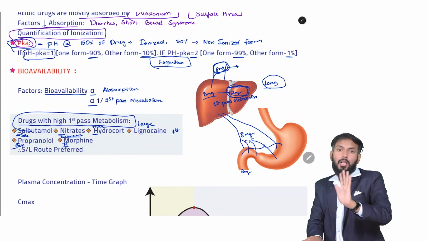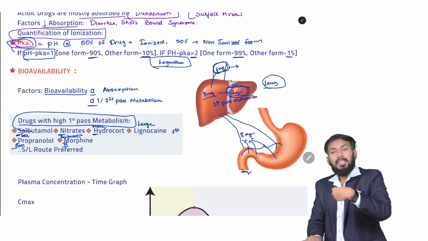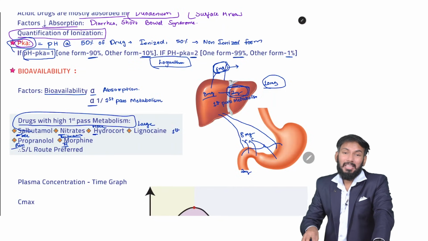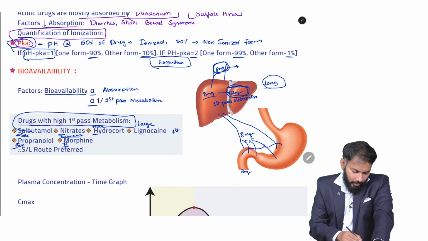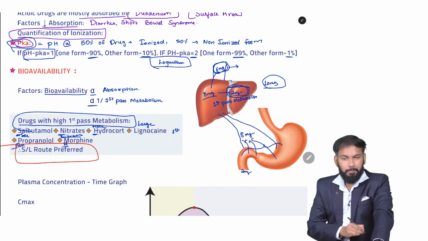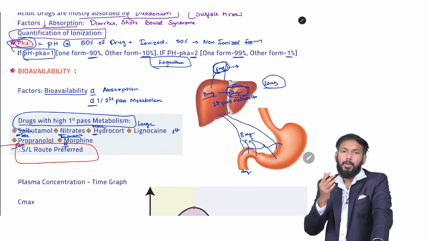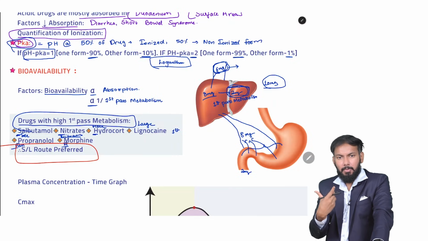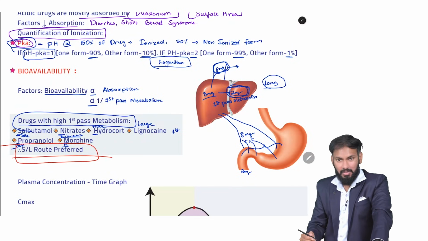Nitrates have large first pass metabolism, so only some amount of drug is going into absorption. That is the reason why we give the drug by the sublingual route. When you give it sublingually, you have seen patients taking this tablet under the tongue. This will bypass the first pass metabolism. That is why the sublingual route is preferred.